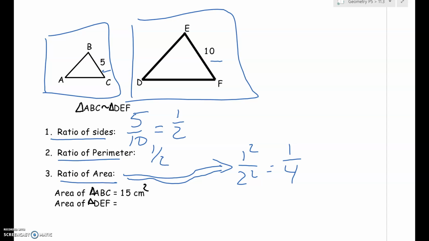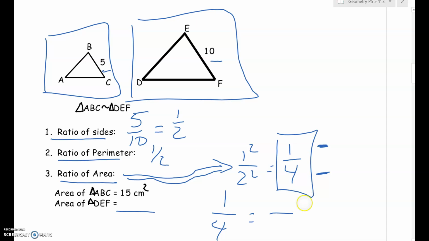Okay, now what are we going to do with that? Well, we're going to use this to solve for that. What it says is the area of triangle ABC is 15 centimeters squared. We want to know the area of DEF. Well, you're going to use your ratio, 1/4, and we're going to set up a proportion. Remember, we did this a while back. Now what you need to look at is this is going here from small to big. So when we do this here, this should be the small, right? The small triangle.